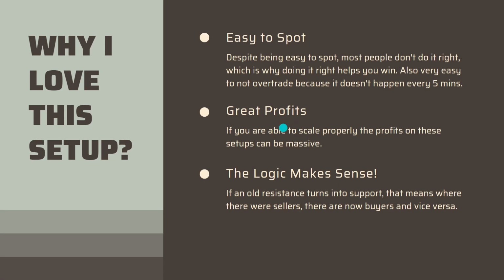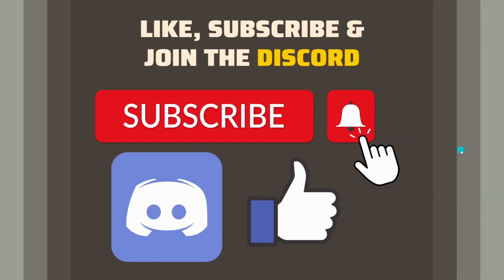Okay? Finally, the logic makes sense. I always like to do something that makes sense. I like to trade something that logically makes sense to me. If an old resistance does turn into a support, what that really means is there were sellers there before, okay? And now there are buyers, and vice versa. This makes sense, okay? So that's basically it for this video. I really hope you guys learned my A+ setup, and you guys can take this further and learn from that.